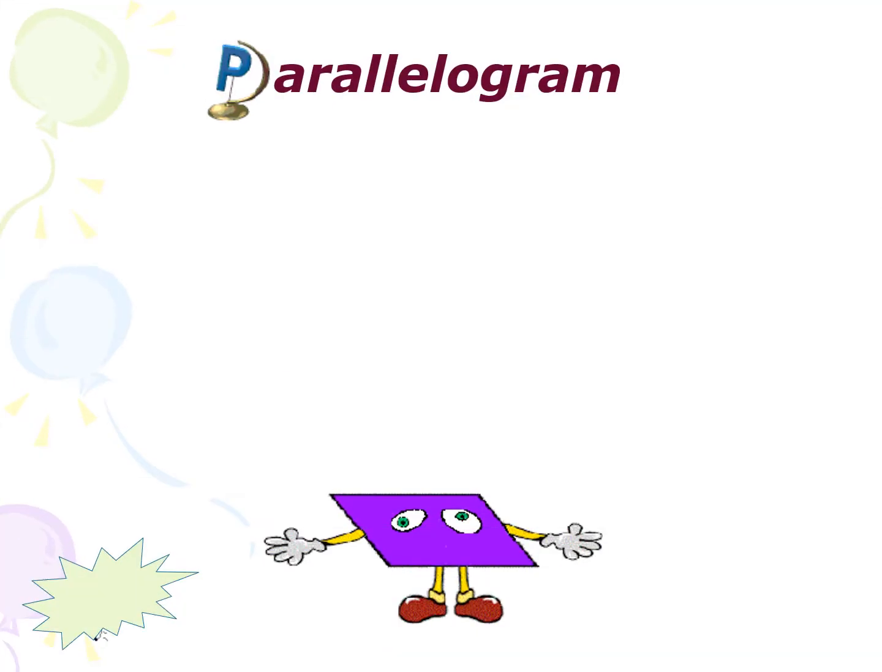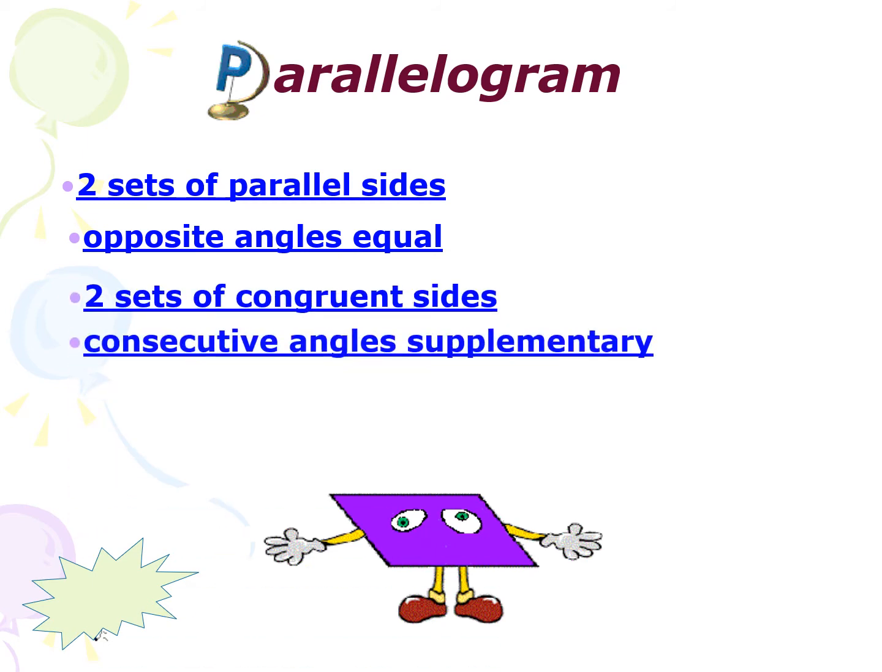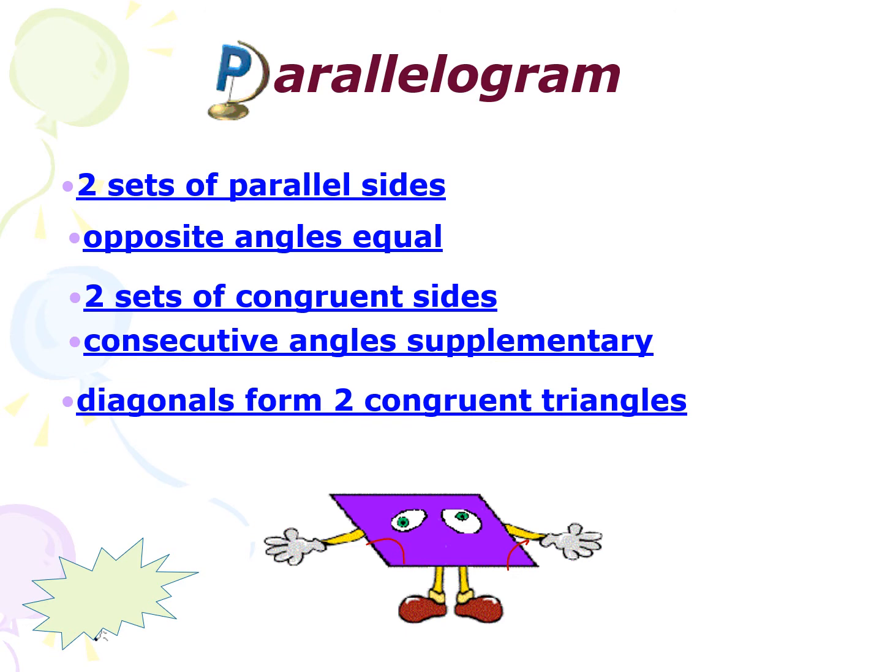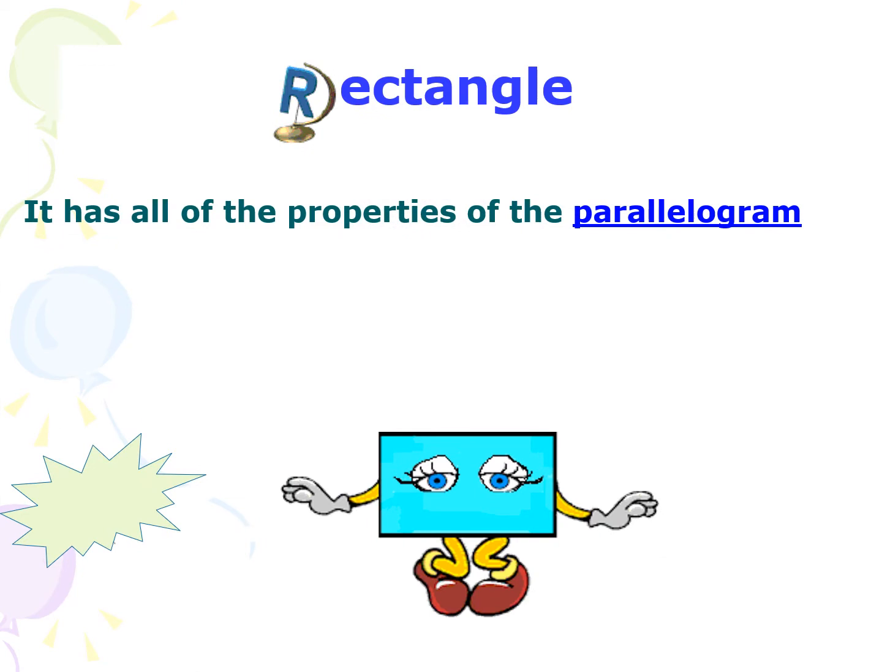Next is the parallelogram. Two sets of parallel sides, opposite angles equal, two sets of congruent sides. The consecutive angles are supplementary. It is also a property of parallel lines that co-interior angles are always supplementary. Diagonals form two congruent triangles. This is one of the important properties of a parallelogram. Diagonals bisect each other.